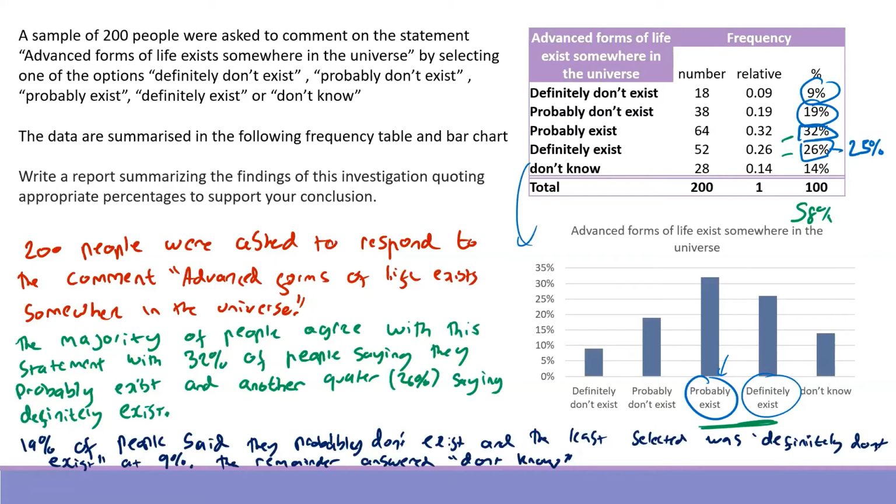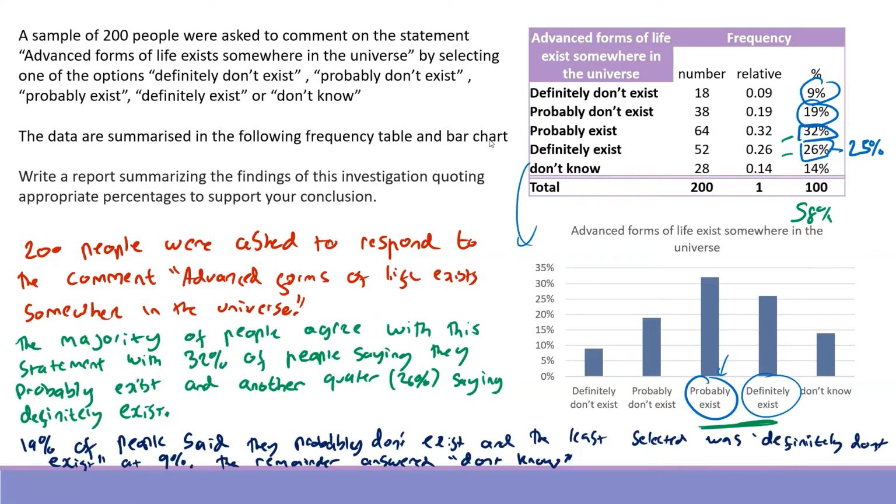Notice how I said the remainder answered don't know, because then I don't have to write down 14%. I don't have to look it up. I can just write it down. I'm trying to write this down as succinctly, which means as short as possible. But if you look at all that text, this is as quick as I could write it down, in my personal opinion here. There might be some extra shortcuts.